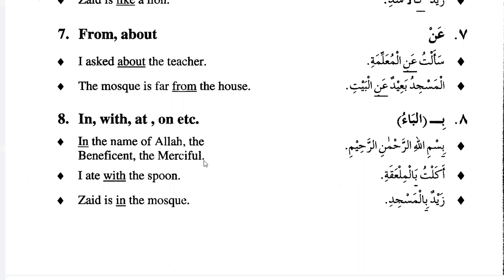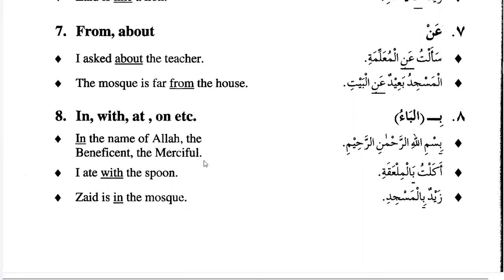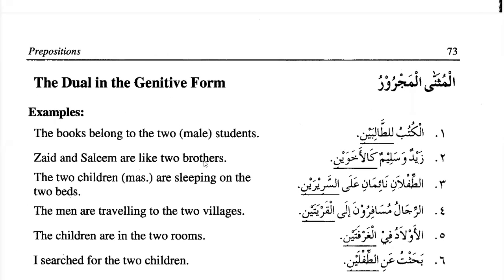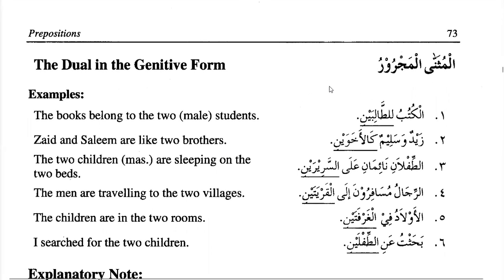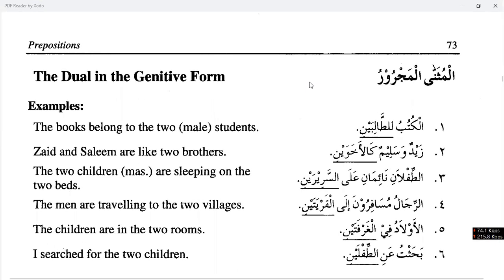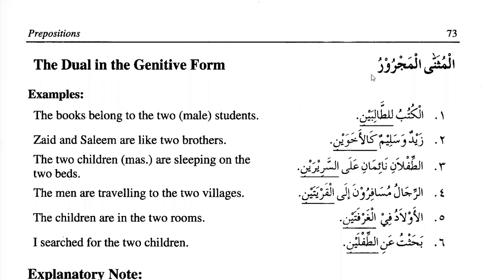Zaidun fil masjid. Zaid is in the mosque. Next is al-musanna majroor. Okay, you will see the majroor form of musanna. So the next student is Rahma. In the dual in the genitive form, for example, the books belong to the two male students. Al-kutubu lil-talibain.